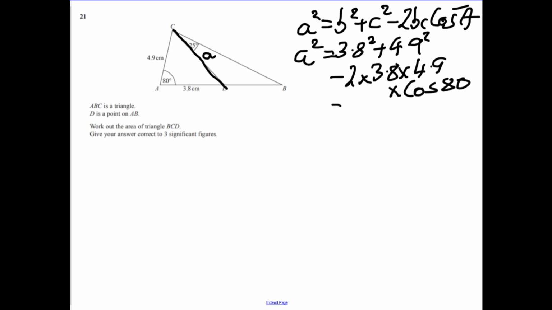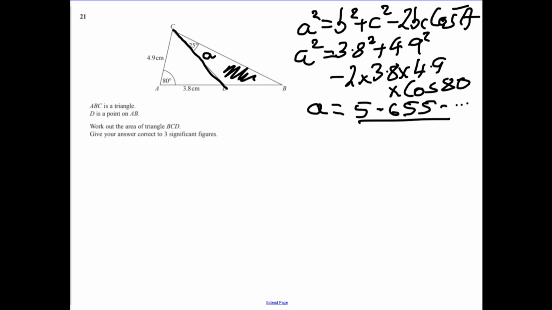And if we work that out, that should come to 5.655, and remember there's a little bit more on the end of that. So that's that first length. Okay, great. Now let's think about what else we need to do. Remember, what we're after is the area of triangle BCD. So I need to know something else there.